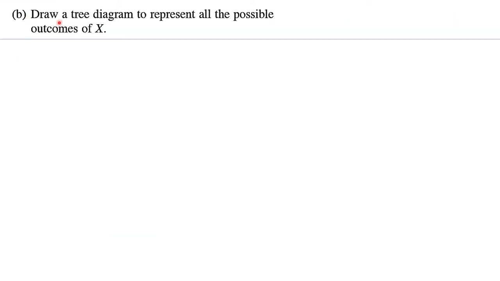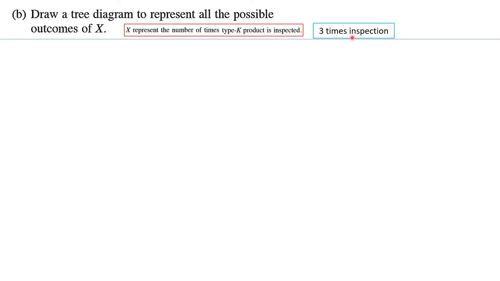For question B, draw a tree diagram to represent all the possible outcomes of X. Before we draw the tree diagram, we list down the info first. X represents the number of times type K product is inspected. Then we have 3 times of inspection, so X is equal to 0, 1, 2, 3.